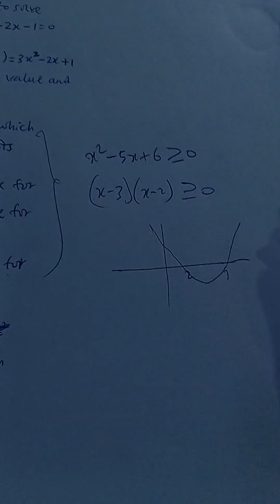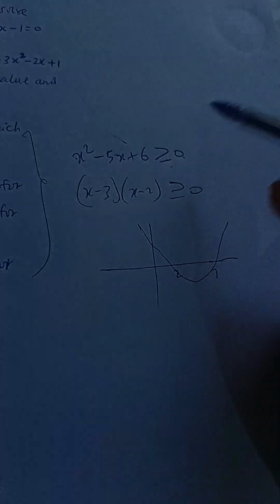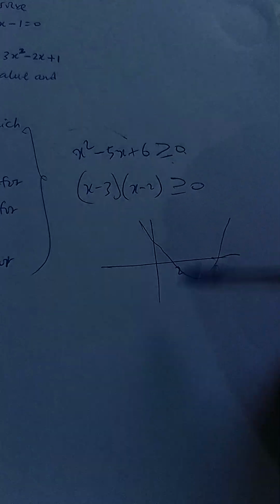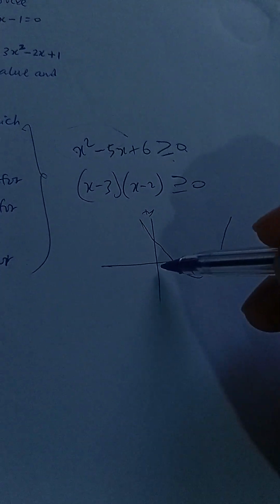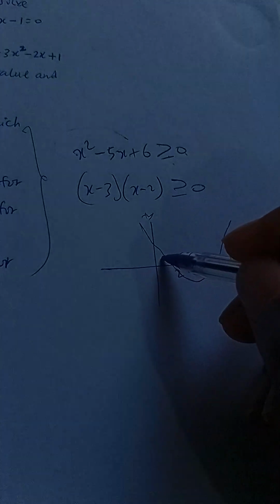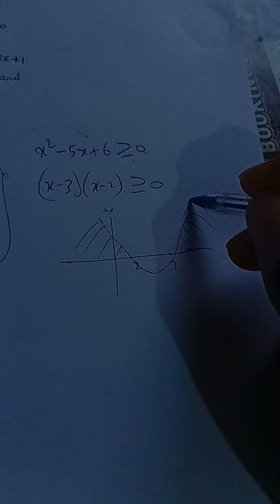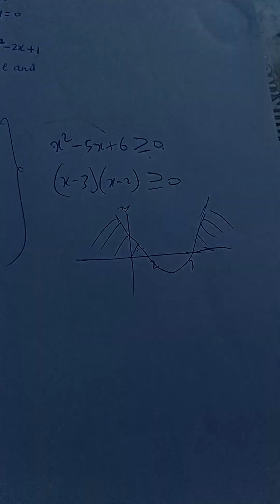Now, they said that this function here is greater than or equal to 0. So the function is a y. Which part of y is greater than 0? We know the positive part. So it's the part of the curve above the x-axis. It will be this side going and this side going. So that's the solution, the range I've shaded. From here going, from here going.